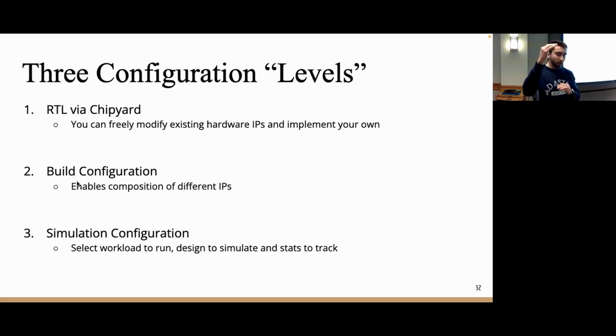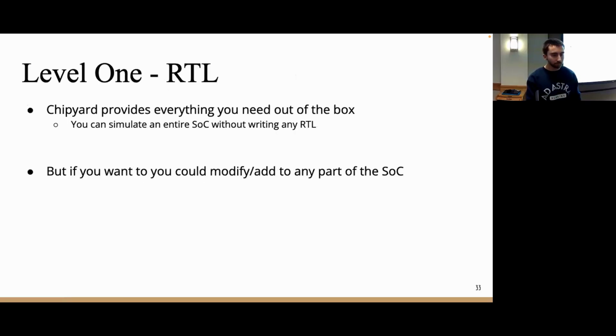Then the next configuration level up is where you're actually configuring builds. This allows you to compose a bunch of different IPs together in whichever way you need. You could have multiple different cores, multiple accelerators, change the memory hierarchy, change the caches, compose all of this together, build it. And then after you have this build, you can configure your simulation. Here you can select workloads to run, select which design you're going to simulate, and which kind of stats you're going to track while the simulation is running.